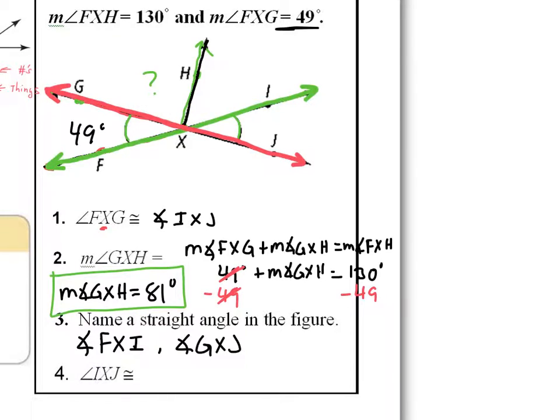Okay. And our last question up here is angle IXJ is congruent to what? GXF. Or you could have just repeated the answer from number 1. They're asking the same thing. Angle GXF. They are both marked congruent.